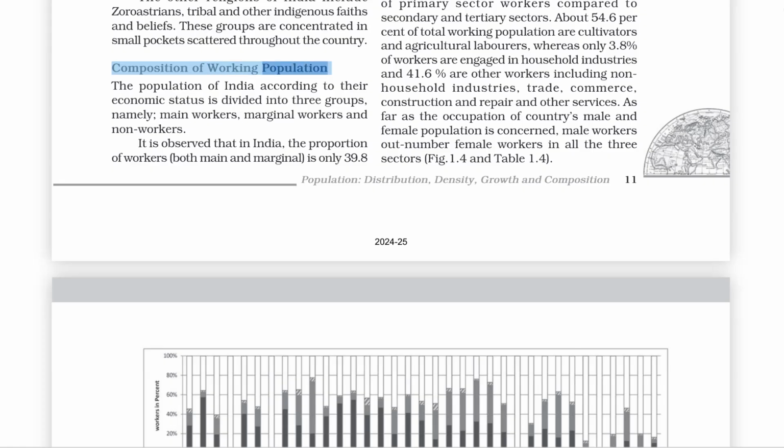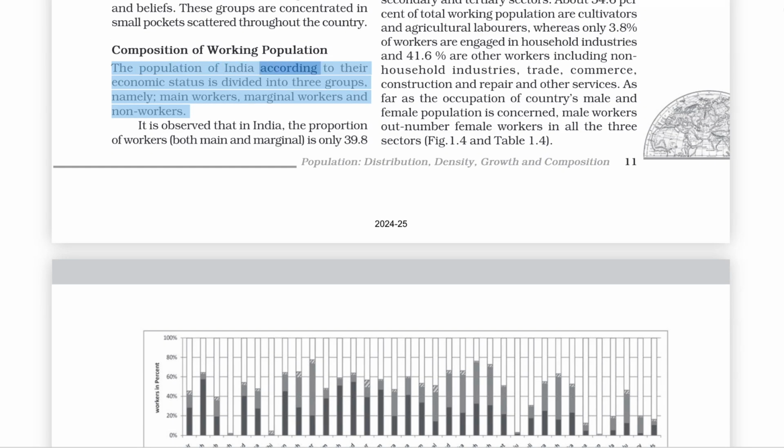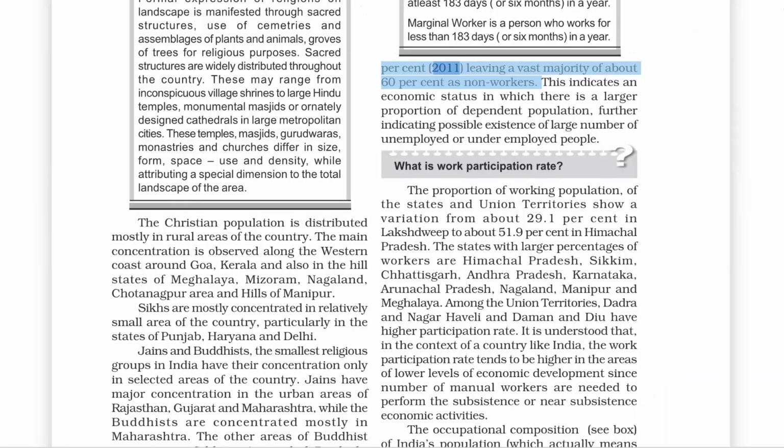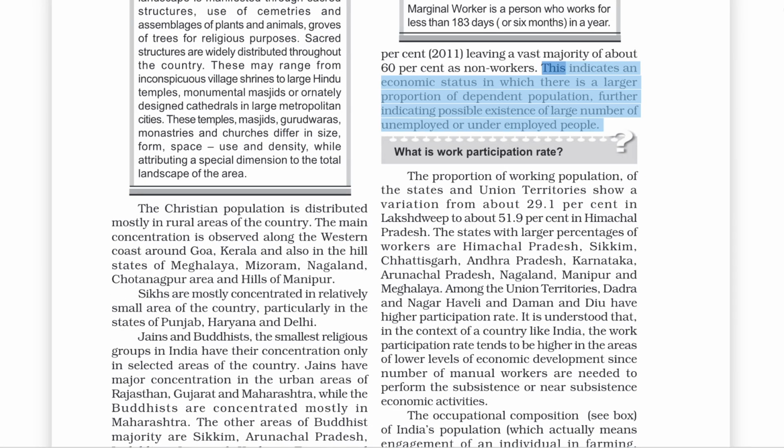Composition of working population. The population of India according to their economic status is divided into three groups, namely, main workers, marginal workers and non-workers. It is observed that in India, the proportion of workers, both main and marginal, is only 39.8% in 2011, leaving a vast majority of about 60% as non-workers. This indicates an economic status in which there is a larger proportion of dependent population, further indicating possible existence of a large number of unemployed or underemployed people.